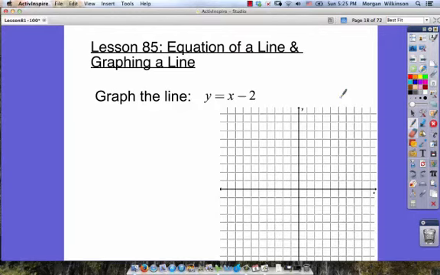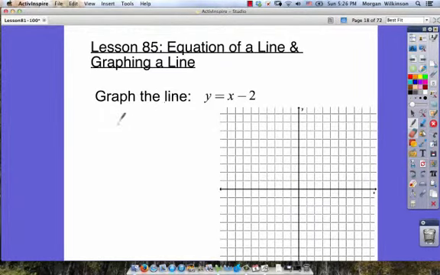Lesson number 85 is about equation of a line and graphing a line. What we're asked to do here is to graph the line y equals x minus 2. If we want to graph this line, we're going to plot it on a coordinate plane. We must have a line that goes somewhere within this grid.